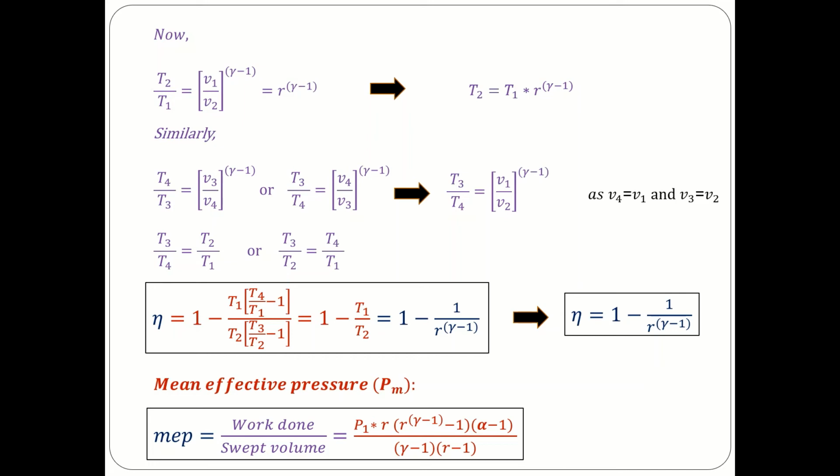But V4 is the same as V1 and V3 is the same as V2. So if I substitute that, V4 by V3 can be written as V1 by V2. So T3 by T4 comes out to be V1 by V2, which is R raised to gamma minus 1. So you see that T3 by T4, which is equal to R raised to gamma minus 1, is the same as T2 by T1, which is also R raised to gamma minus 1. So you can write T3 by T4 equal to T2 by T1, or when you rearrange this term, it becomes T3 by T2 equal to T4 by T1.